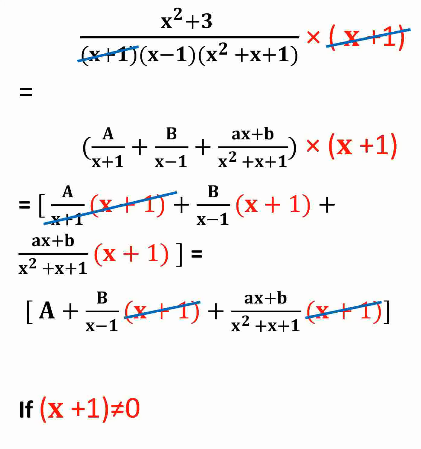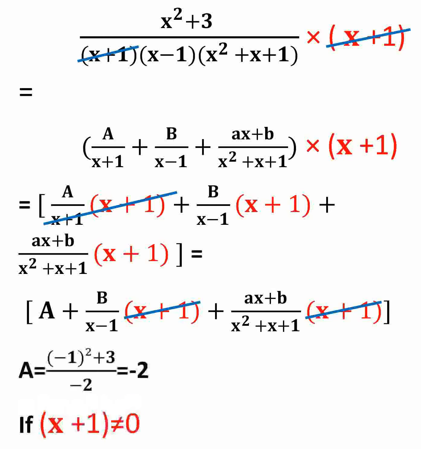But people like that, except mathematicians, and the results are always correct. But don't worry, I'll give you the formal mathematical way of doing it in a minute. So A would be equal to the value of the first fraction at x equals minus 1.